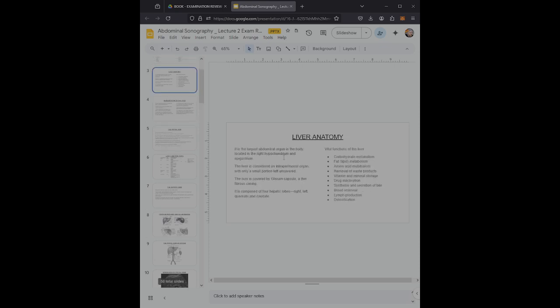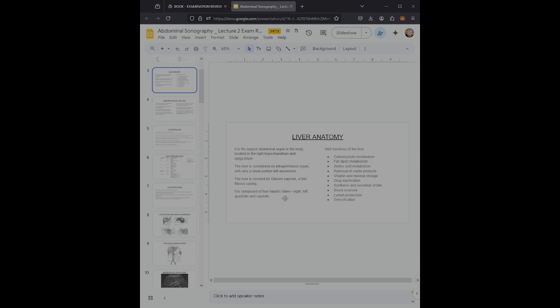The liver is considered an intraperitoneal organ, with only a small portion of it left uncovered, and this is the bare area, the area of the falciform ligament. It also houses the gallbladder fossa, the porta hepatis, and the area adjacent to the inferior vena cava. The liver is covered by Glisson's capsule, which is a thin fibrous casing, and it is composed of 4 hepatic lobes, a right, left, quadrate, and caudate, and each hepatic lobe can be further divided into thousands of liver lobules.